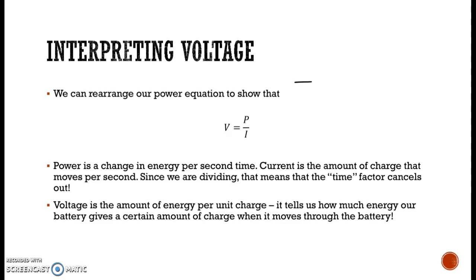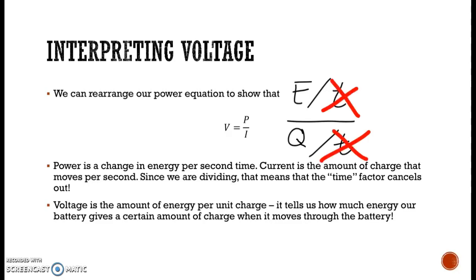So I basically have energy over time, and I have charge over time, which I know you guys aren't familiar with, but charge is given by a Q. And when I do that division, my time cancels out. And so I'm left with energy divided by charge as voltage. So voltage is the amount of energy per unit charge. It's telling us how much energy our battery gives a certain amount of charge when it moves through that battery.